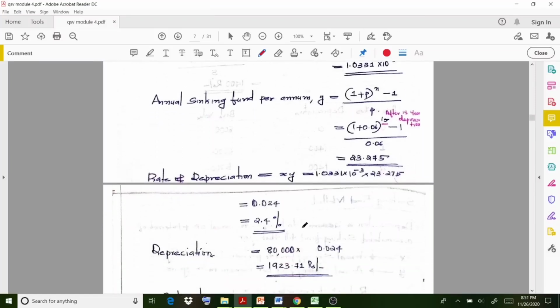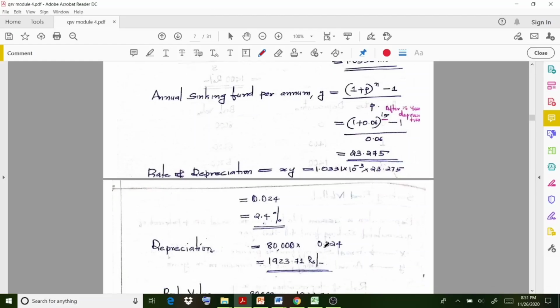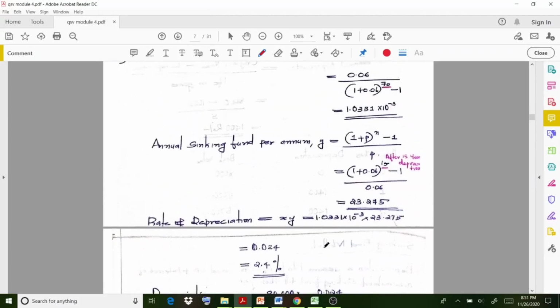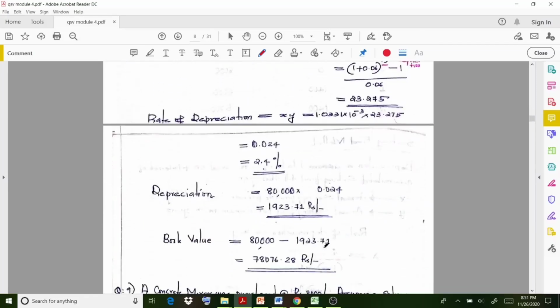And the depreciation you can easily calculate by multiplying the total value, the present value of the building, and then you will get the value 9,023.71. And the value after 15 years you can easily calculate: that is 80,000 minus 9,023.71, you will get this value.